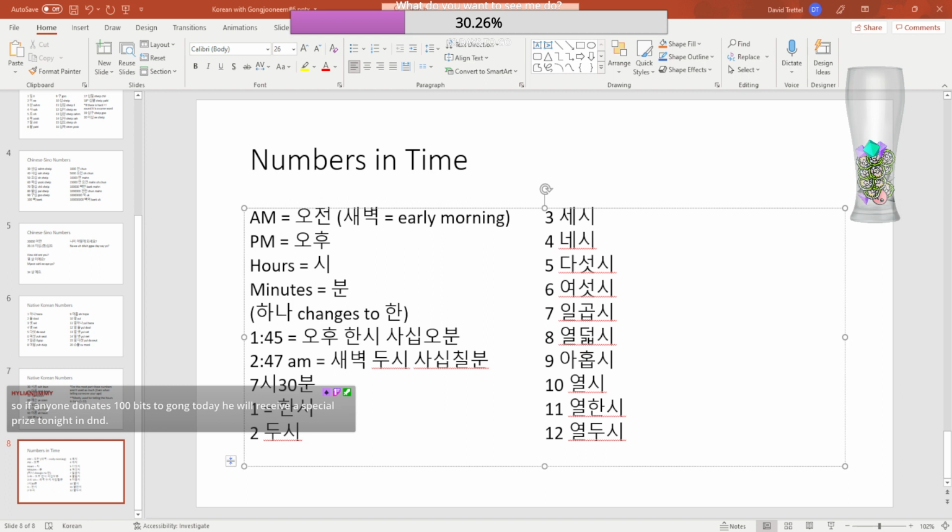My DM is hard at work trying to get us all killed. He wants a TPK. But yeah.